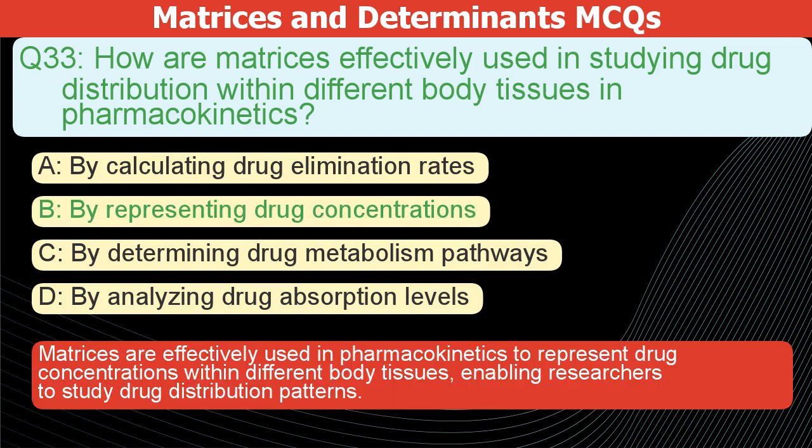The correct answer is B. Matrices are effectively used in pharmacokinetics to represent drug concentrations within different body tissues, enabling researchers to study drug distribution patterns.